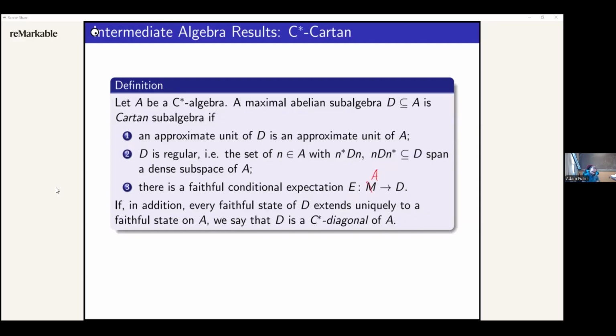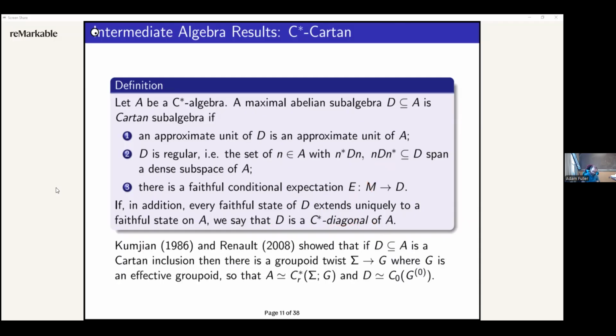So this is what Renault calls a Cartan inclusion. If you have the extra condition that every faithful state on D extends uniquely to A, this is what we call a C-star diagonal. This is due to Kumjian. Kumjian and Renault gave an analog of the Feldman–Moore description of Cartan inclusions. So Feldman–Moore for von Neumann algebras gave this measured equivalence relation description of Cartan inclusions.